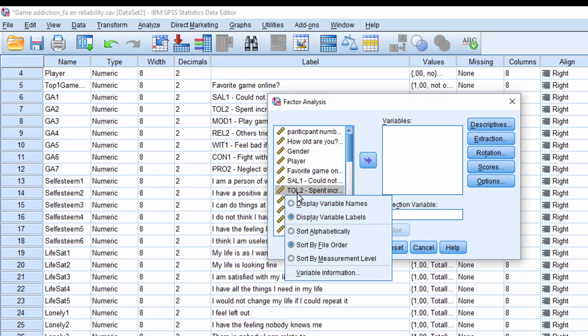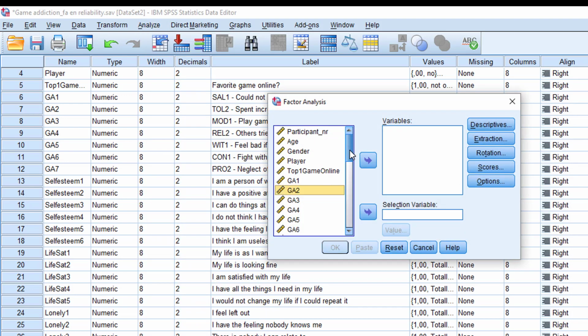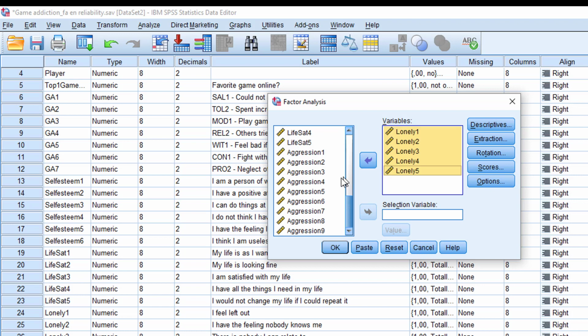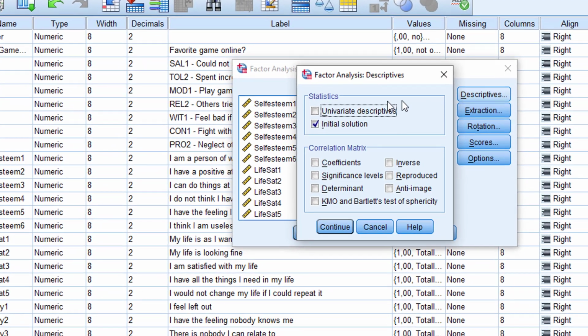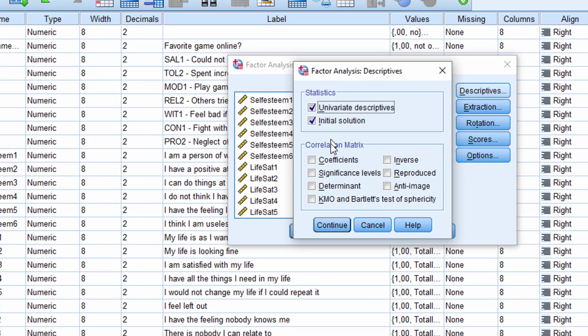Factor. I'm going to display variable names, and now I want to include the items that I'm interested in about loneliness and about aggression. So these together, 5 items and 9 items, are 14 items. Now first I want to have a look at the descriptives, the univariate descriptives, coefficients with significance levels, and the KMO and Bartlett's test of sphericity.